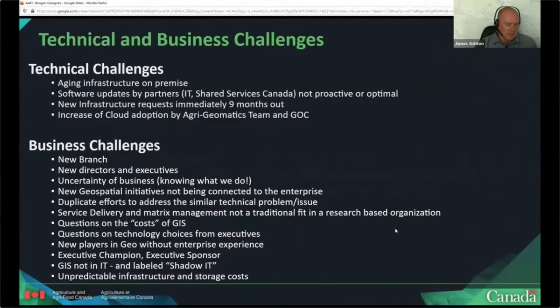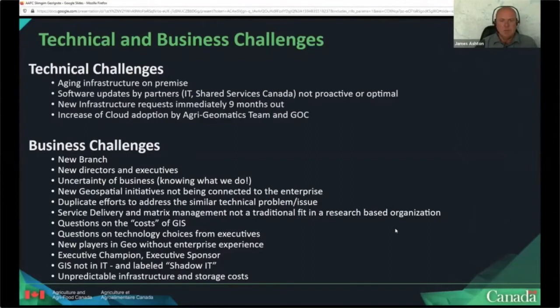At one point a few years ago, we were dealing with new directors and new executives. In some cases, it was a teaching moment for us to teach some of the executives what it is we actually do in GIS. We were seeing some new geospatial initiatives being launched that weren't connected to the enterprise. And in some cases, we were seeing some duplicate efforts.